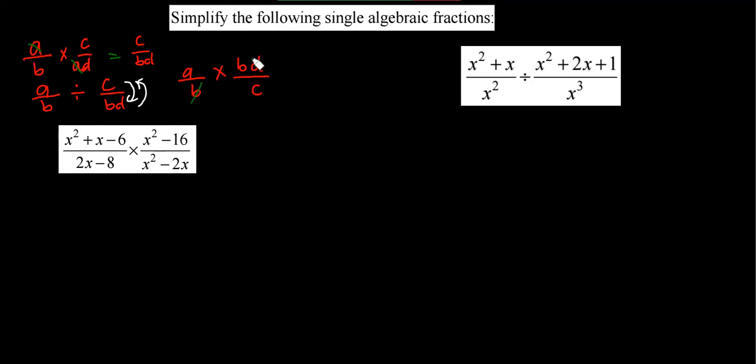Then you can easily continue. B into B, you can cancel. Then your final answer will be AD over C. So what did we learn here? We learned that if the sign is division, we need to swap the next terms there, you swap them.